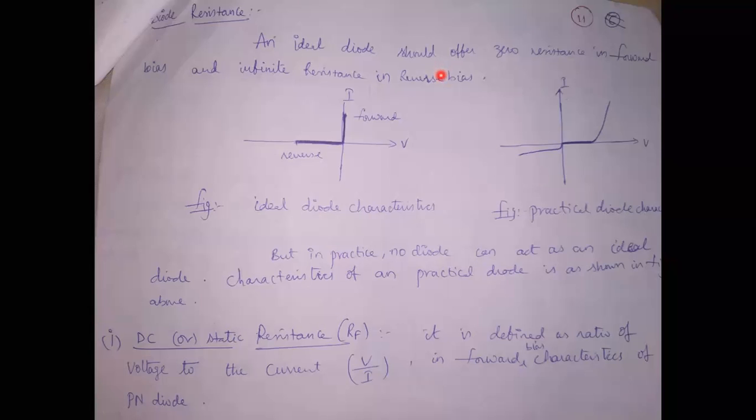Is it clear for you? Diode resistance means the resistance offered by the diode when it is biased. So you can see that it is dependent on biasing, as I told you. Biasing is of two types: forward biasing and reverse biasing.